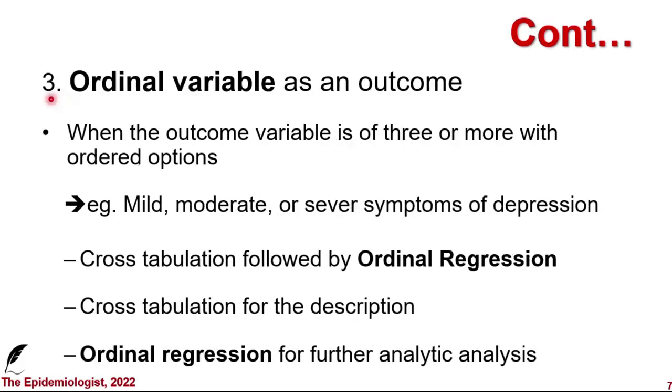The second form of the outcome variable is the ordinal variable. When the outcome variable is of 3 or more options, the options are ordered. For example, here are the mild, moderate, or severe symptoms of depression. The analysis is usually a cross-tabulation followed by ordinal regression. Cross-tabulation is for the description, as in the dichotomous form of analysis, while the ordinal regression is for further analytic analysis.